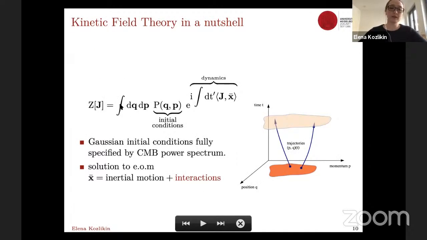So what do we have? We have an integral over particle positions and momenta, some initial conditions, and particle dynamics. The initial conditions can be fully specified by an initial power spectrum, which we usually take from the cosmic microwave background. And it's well known to us. And the dynamics here include the solution to the equations of motion. And we usually split the solution into an inertial motion, so just freely moving particles, and then a part which includes interactions between particles.